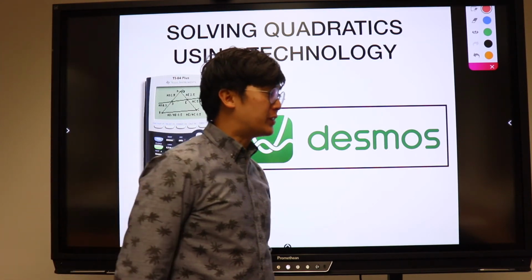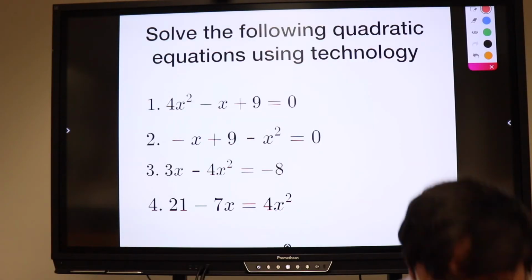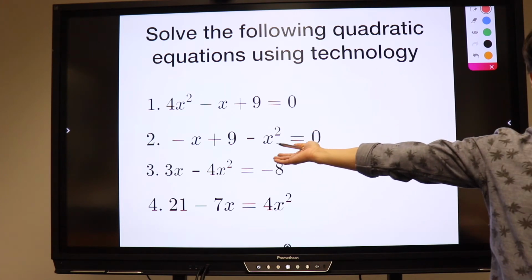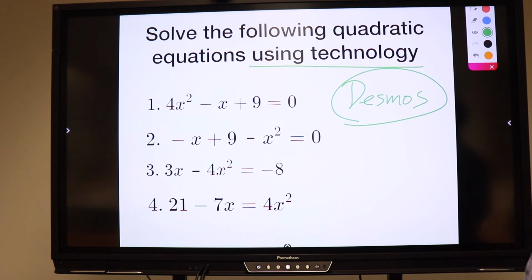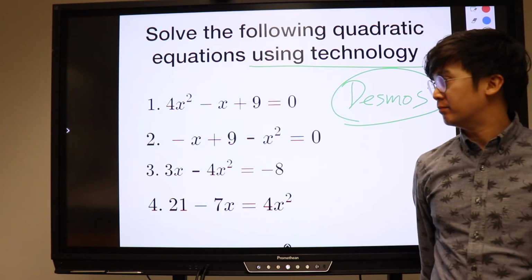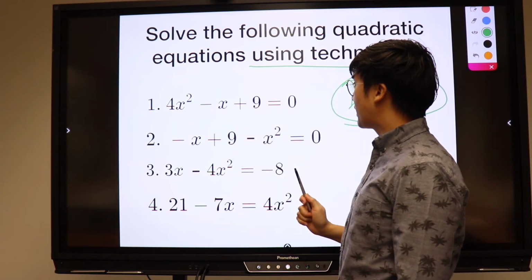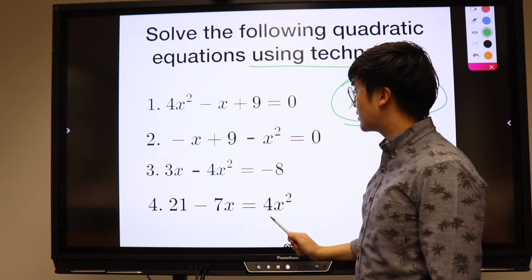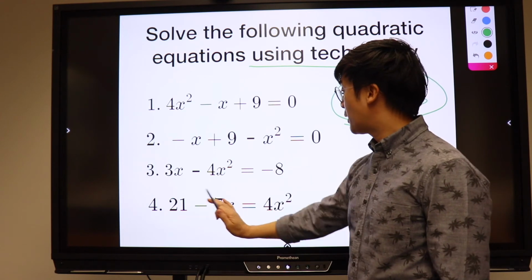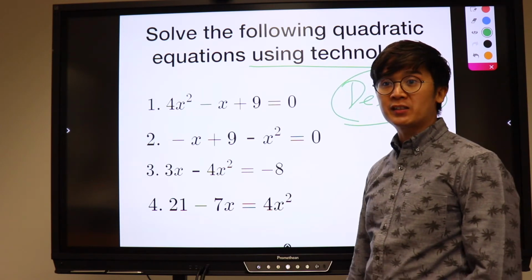How are we going to use Desmos? Because I want you to solve this. Can you please copy these quadratic equations on your paper? Notice that we have quadratic equations of any form. 4x squared minus x plus 9 equal to 0. Negative x plus 9 minus x squared equal to 0. 3x minus 4x squared equal to -8. And 21 minus 7x equal to 4x squared.